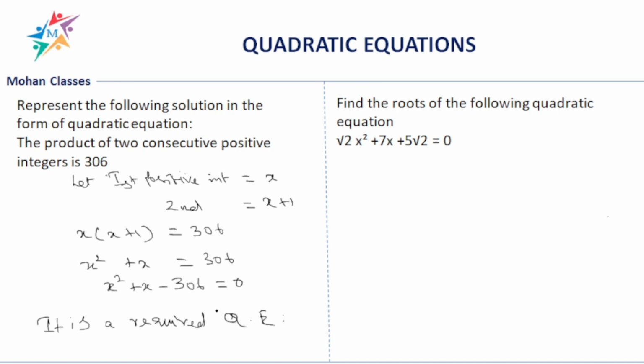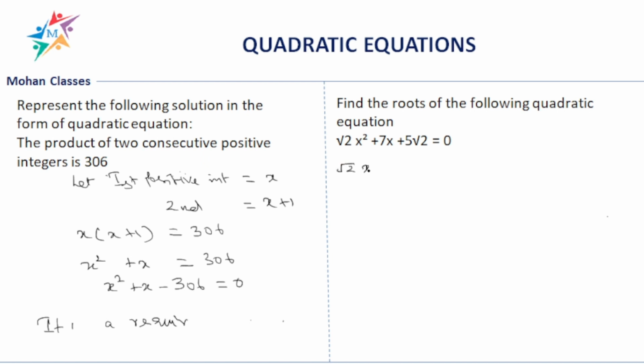Here, find the roots of the following quadratic equation. So we have to find the roots of the following equation. Already we have studied in polynomials how to factorize a polynomial, right? Here root 2x square plus 7x plus 5 root 2 is equal to 0. Now this 7x we are going to split in the form of 5x plus 2x.